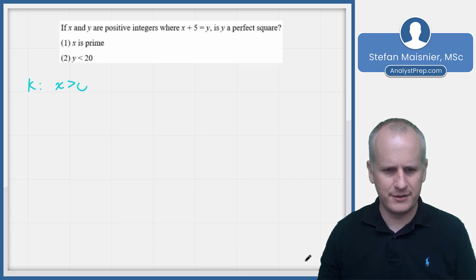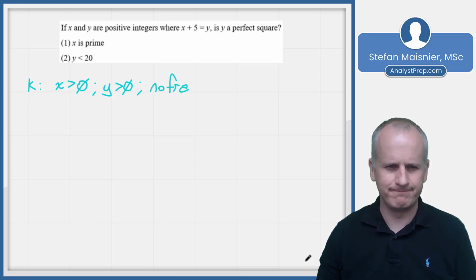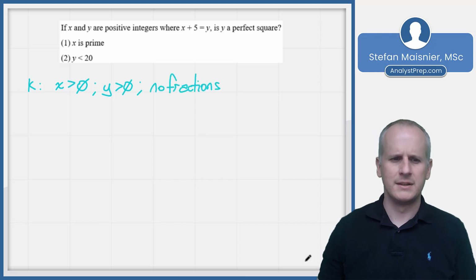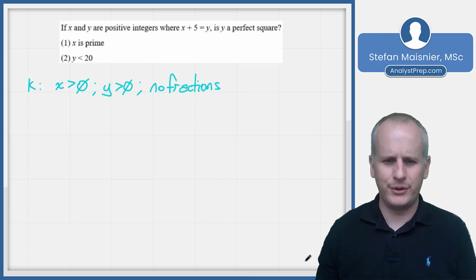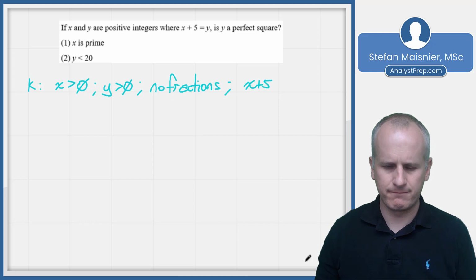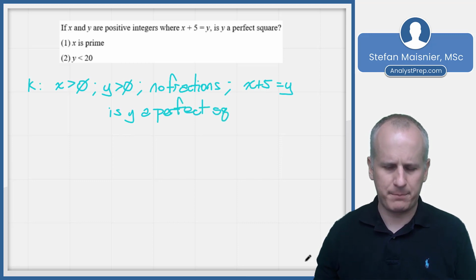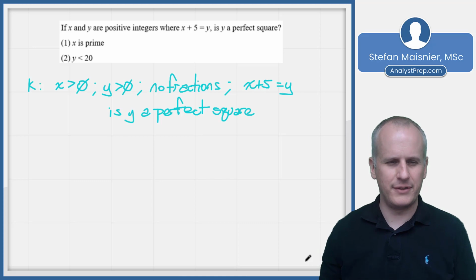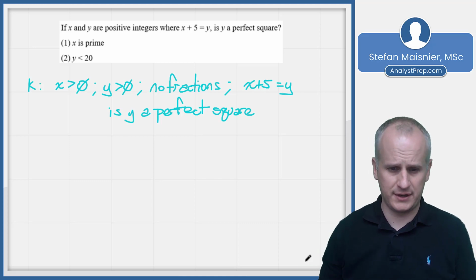We know X is greater than 0. We know Y is greater than 0. And there are no fractions allowed. So then we're told that X plus 5 is equal to Y. And then we get our question, is Y a perfect square? And a perfect square is an integer that when you square root it, produces an integer.